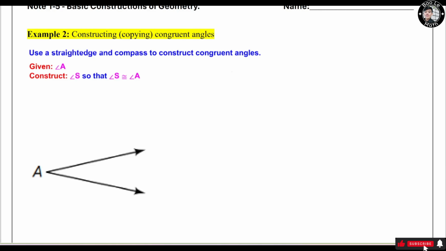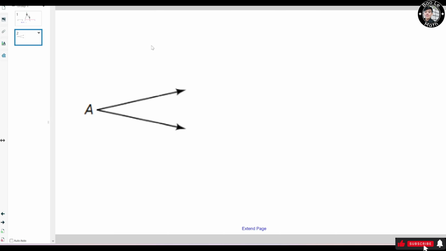Now example number 2, we're going to learn how to construct or copy congruent angles using a straight edge and a compass. Now given angle A right here, we need to construct the new angle S such that the measure of angle S congruent to the measure of angle A. We're going to use a straight edge to draw a ray with endpoint S, right? So we're going to do exactly the same thing as the first example, right?